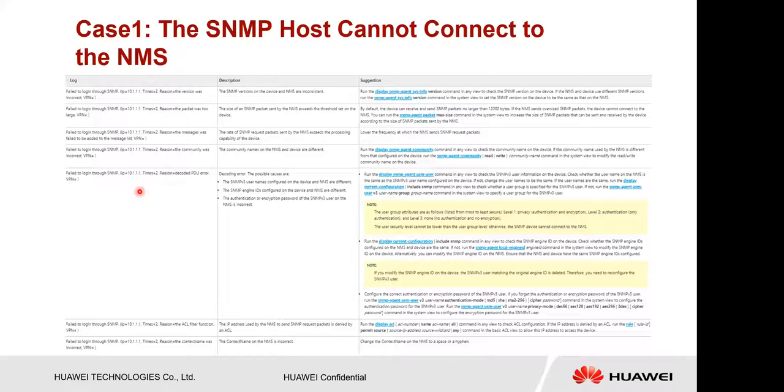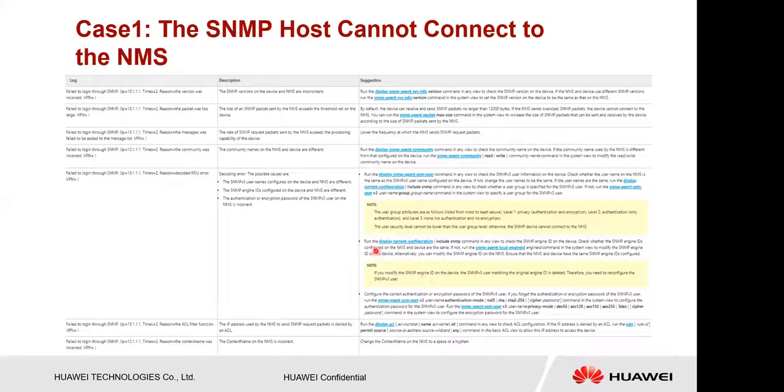The fifth one is the decoded PDU error. This one mainly applies to SNMP v3. There are some possible causes, such as the SNMP v3 username configured on the device and NMS being different, the SNMP engine ID configured on the device and NMS not being consistent, and maybe the authentication or encryption user on the NMS being incorrect. You can use some commands to check, for example, display snmp-agent usm-user to check the username. If it's not the same, you can modify it. You can also check the user group that you have already configured.